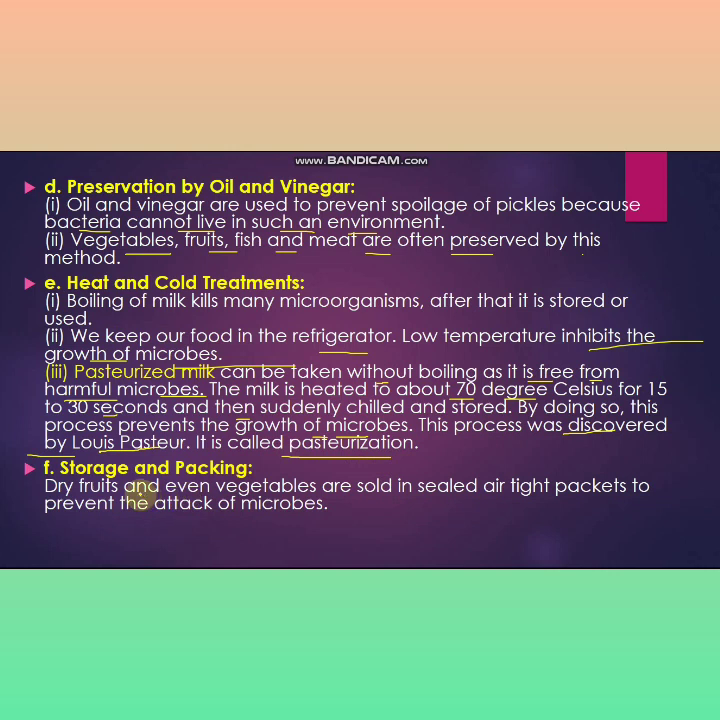Next is storage and packing. All of you may have purchased different types of food items from the market. Dry foods and even vegetables are sold in sealed airtight packets to prevent the attack of microbes. So these are some common methods which are used to check the growth of microorganisms in our food items.